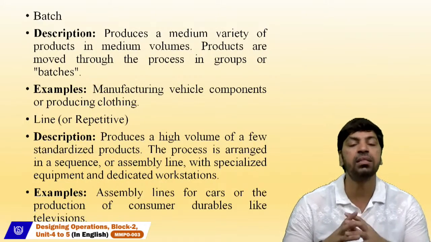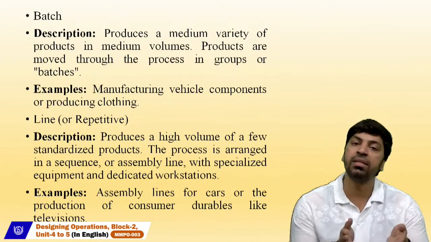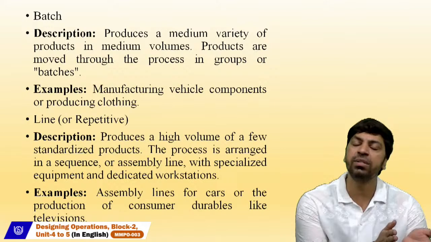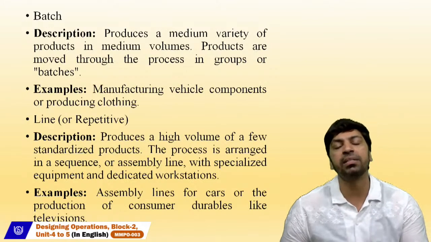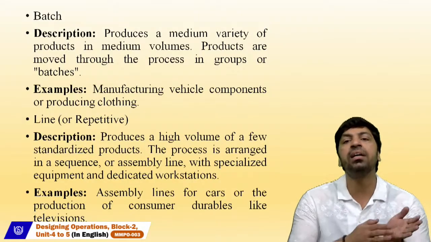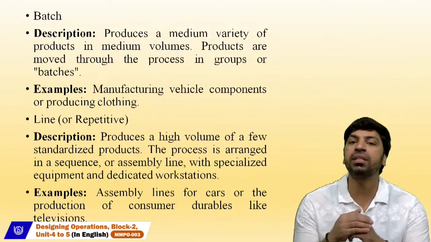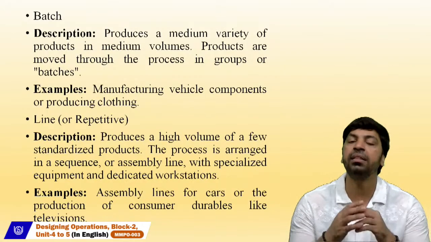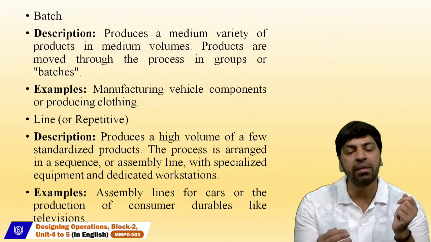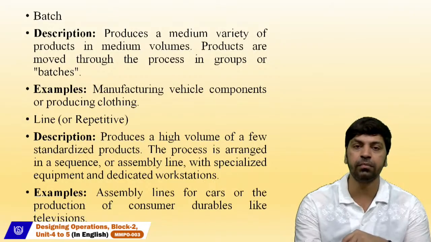workstations, and that's called the line or repetitive process, because once the assembly line for cars has produced one, another assembly line of the same particular product can also be processed, and that's why it's called a line process or repetitive process.